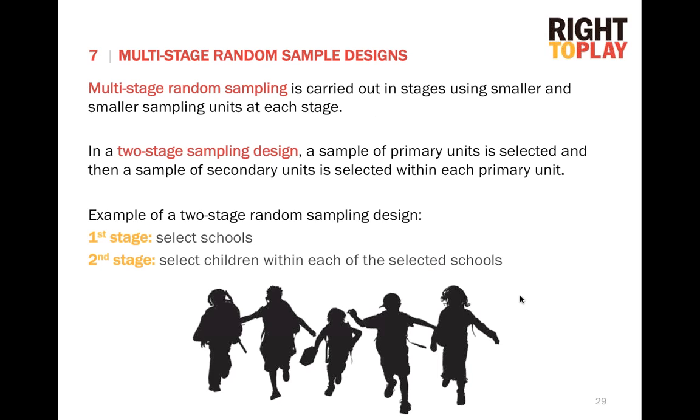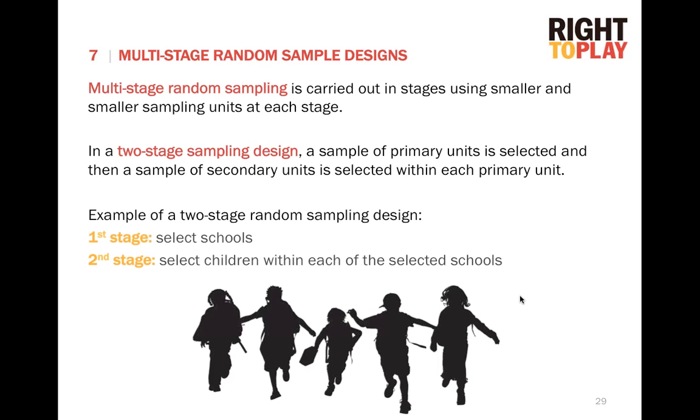Okay, so we just went through how you do a simple random sample. But we also want to spend some time today talking about multi-stage random sample designs. So these are a little bit more complex. This is what you do when you want to randomize on a few different levels. So quite simply, multi-stage random sampling is any kind of sampling that's carried out in stages where you use smaller and smaller sampling units at each stage.